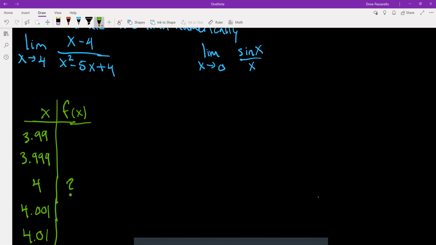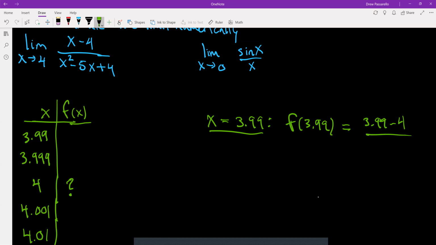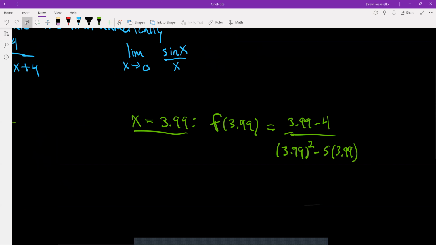So for instance, if I did 3.99, my function is x minus 4 over x squared minus 5x plus 4. So it'd be f of 3.99. That's going to be 3.99 minus 4 over 3.99 squared minus 5 times 3.99, and then plus 4.